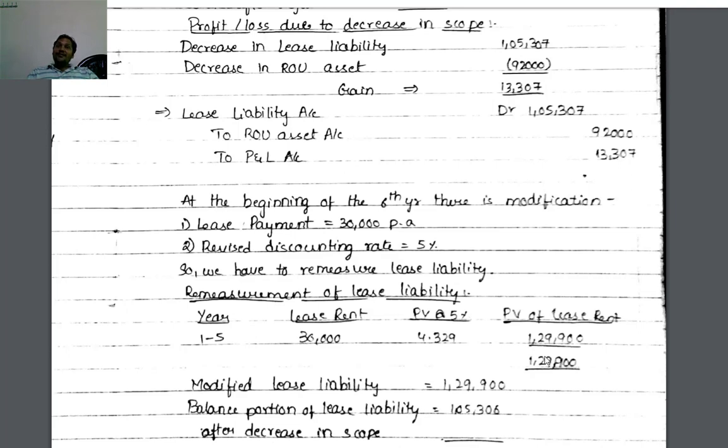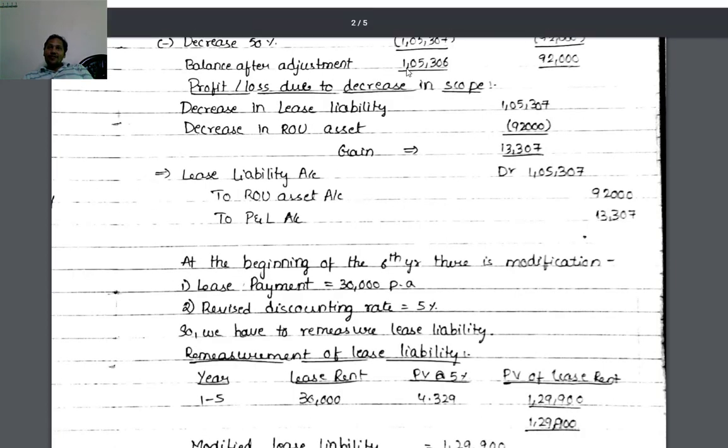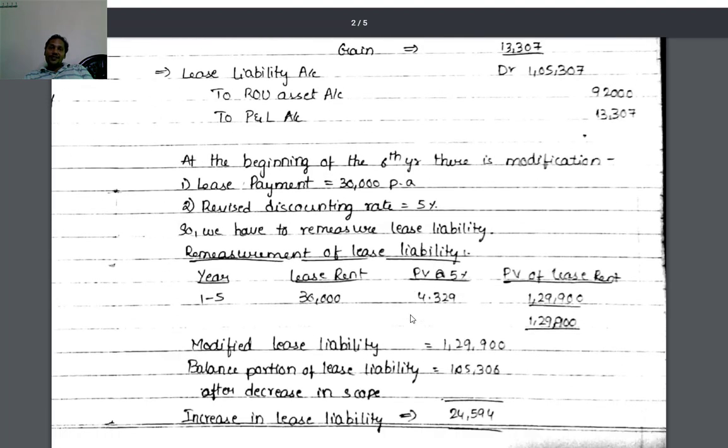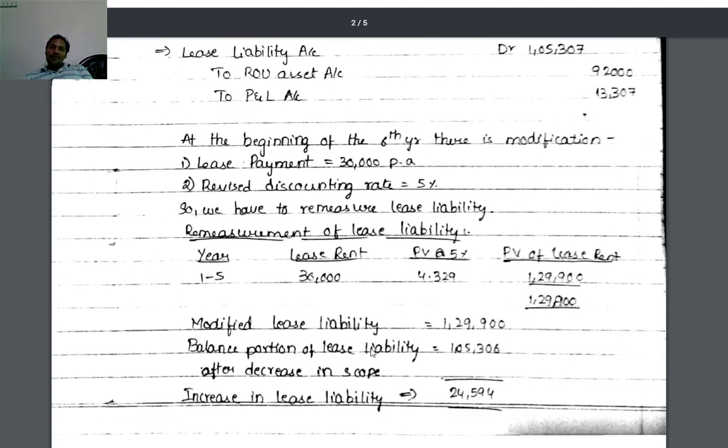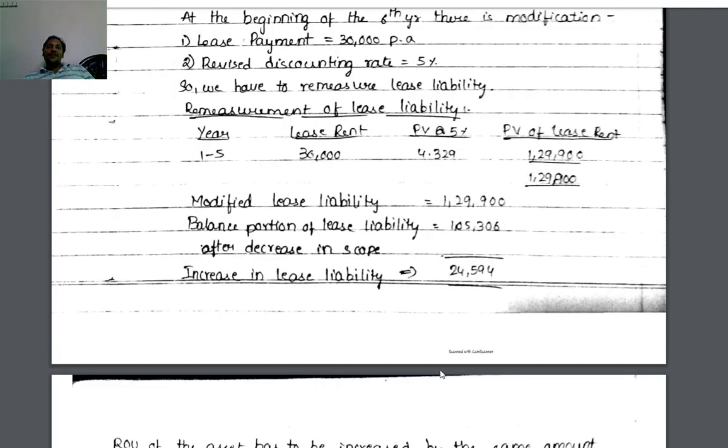Now you check with the balance of lease liability. So the balance of lease liability after decrease in scope is 1,05,306. Now the modified lease liability comes to 1,29,900. Thereby the difference is 24,594, an increase in lease liability. To that extent, we have to increase the right of use (ROU) asset also.